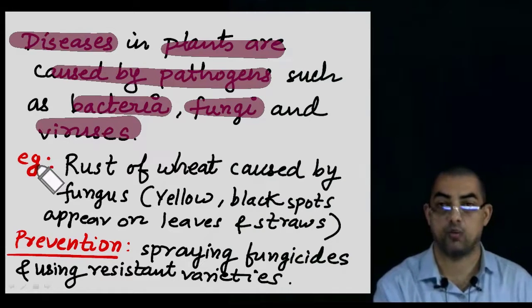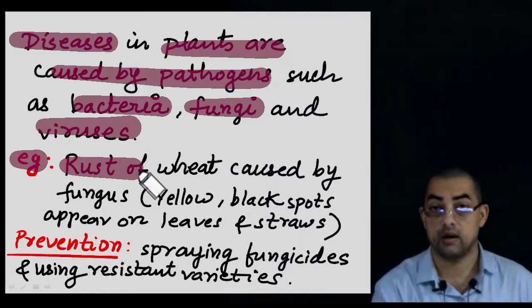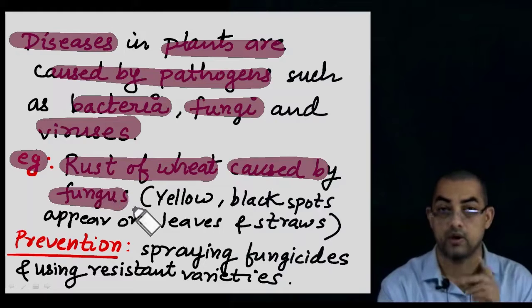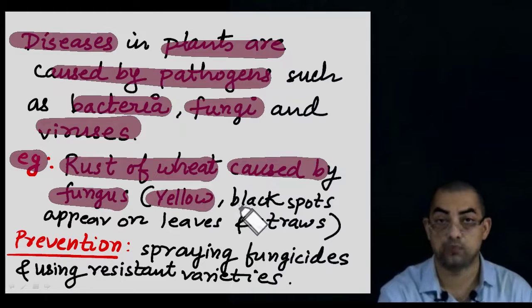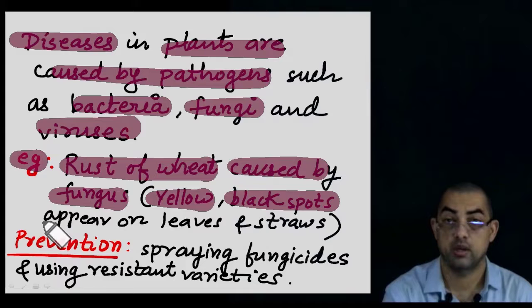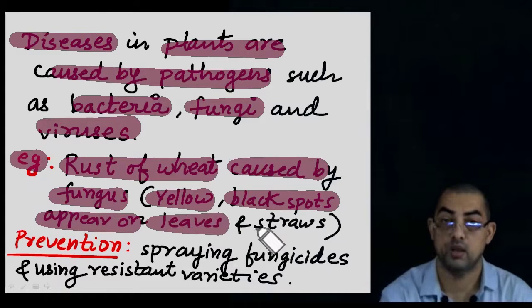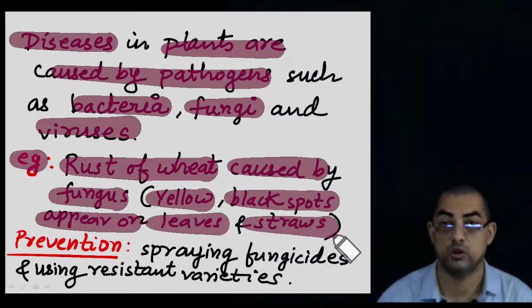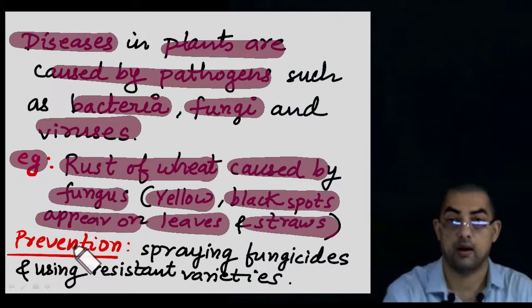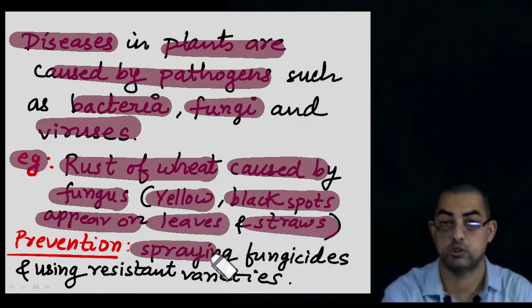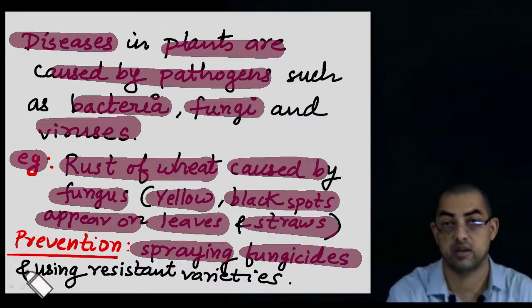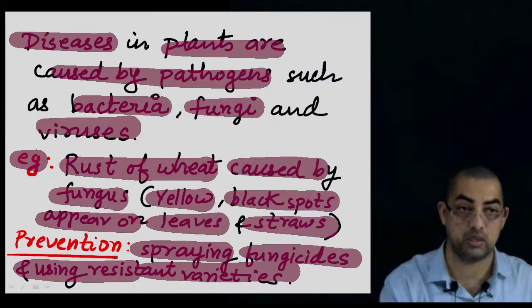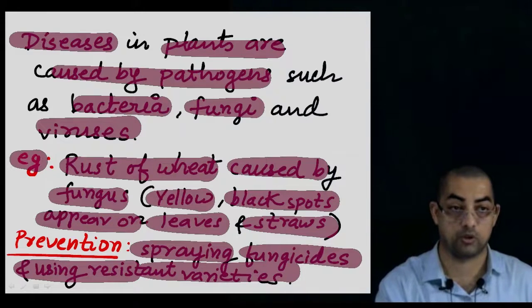I have given one example here: the rust of wheat. Rust of wheat is caused by a fungus. This fungus creates yellow spots and black spots, and these appear on the leaves, on the straws or the stems or the branches, and they damage our wheat crop. So what is the method of prevention? The method of prevention is spraying fungicides or pesticides and using disease resistant varieties of seeds. Let us move on to the next one.